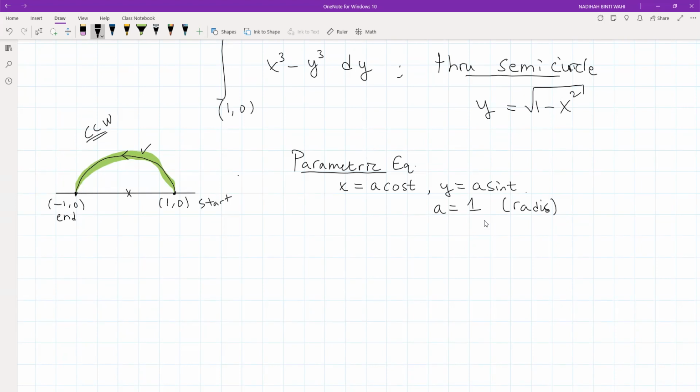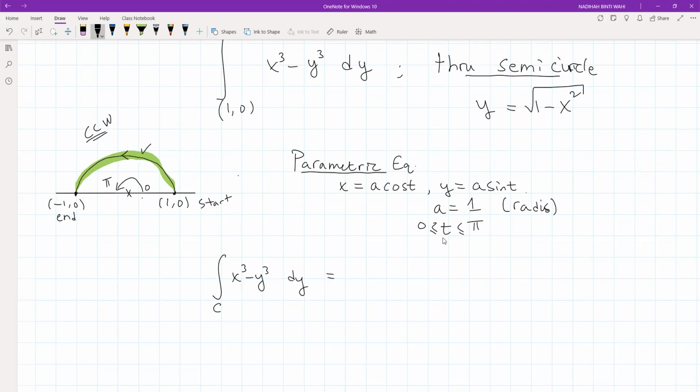Okay, and then how about t? The boundaries for t. So t goes from 0 to pi, just pi, not 2 pi. So this is from 0 to pi. Okay, so t from 0 to pi. Now we can plug into our line integral in C, x cubed minus y cubed dy.